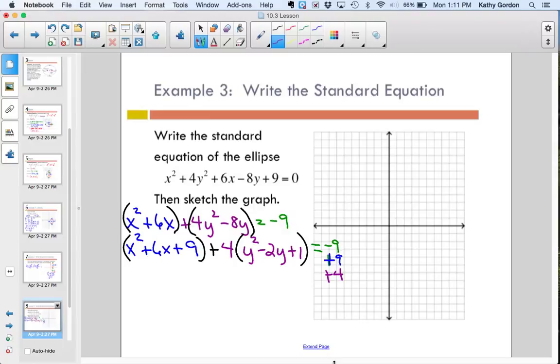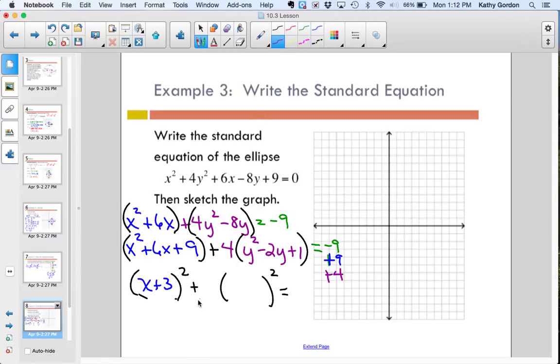Alright, so now I need to rewrite these as a quantity squared plus a quantity squared equal to some value. So how am I going to rewrite x squared plus 6x plus 9 into a quantity squared? X plus 3.